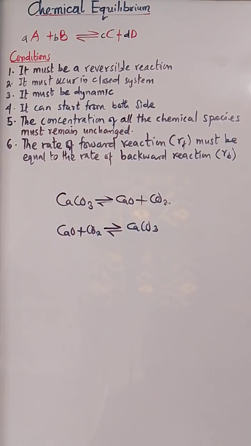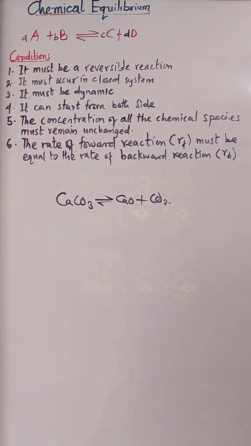Now, what is chemical equilibrium? A chemical equilibrium is a dynamic equilibrium that involves a reversible reaction in which the rate of forward reaction equals the rate of backward reaction. Again, a chemical equilibrium is a dynamic equilibrium that involves a reversible reaction in which the rate of what? Forward reaction equals the rate of what? Backward reaction. Now let's give examples of a chemical system at equilibrium.